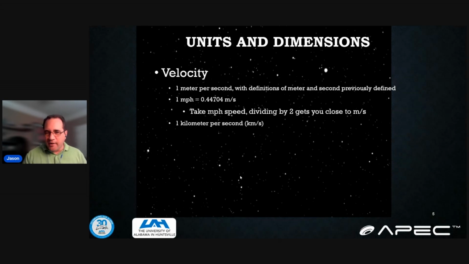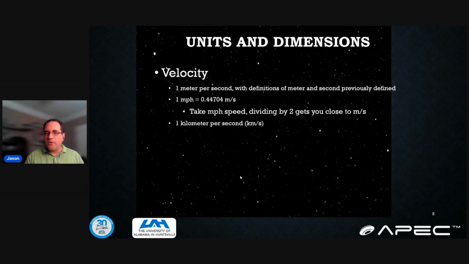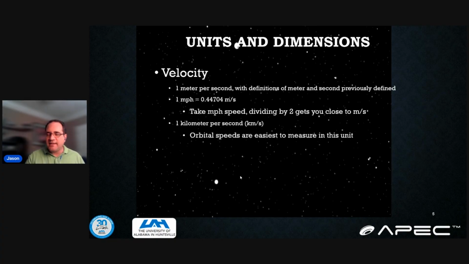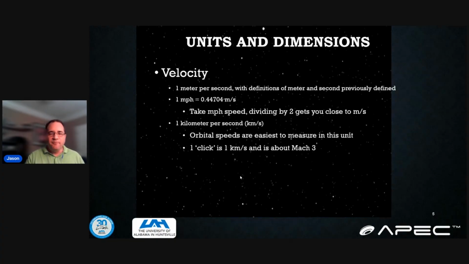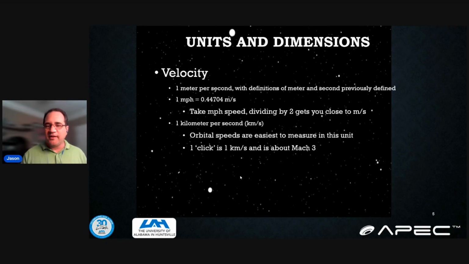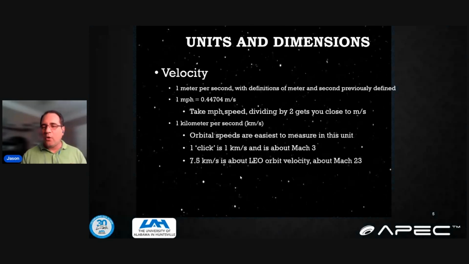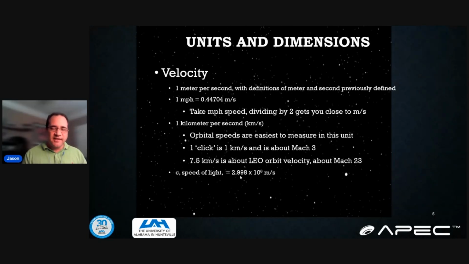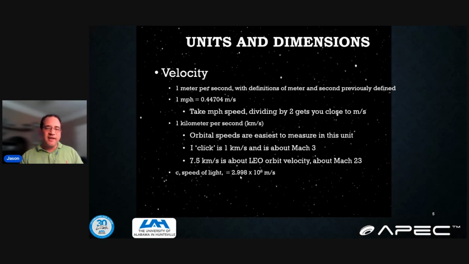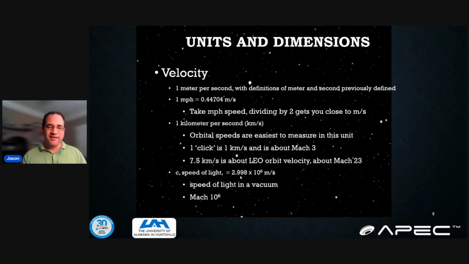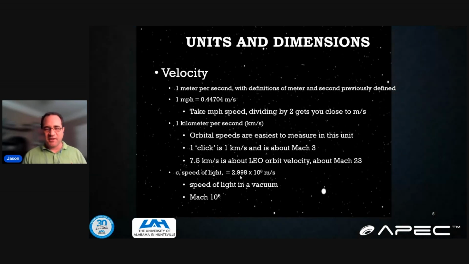A kilometer a second is a very useful unit of velocity for orbital speeds. So they're easiest to measure in this unit. 1 click is a kilometer per second. It's about Mach 3. 7.5 kilometers per second is LEO, or orbit velocity, about Mach 23. The speed of light is almost 3 times 10 to the 8 meters a second. It's the speed of light in a vacuum, and that's about Mach 1 million. So Mach 1 million is the speed of light, roughly.